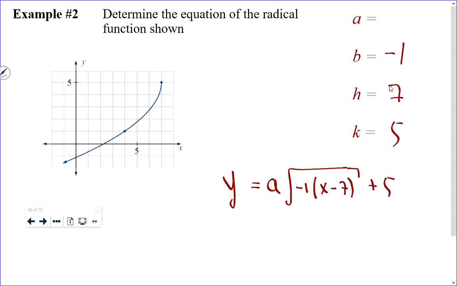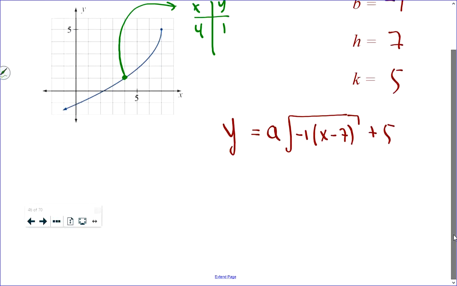Yes? What I have is a missing parameter. I don't know a. And you've been taught again and again and again by me that if you have a missing parameter, go ahead and put in an ordered pair for x and y and see what the missing parameter has to have a value of. So I'm going to put in 1 for y. I'm going to put in negative 1 times (x is 4 minus 7).